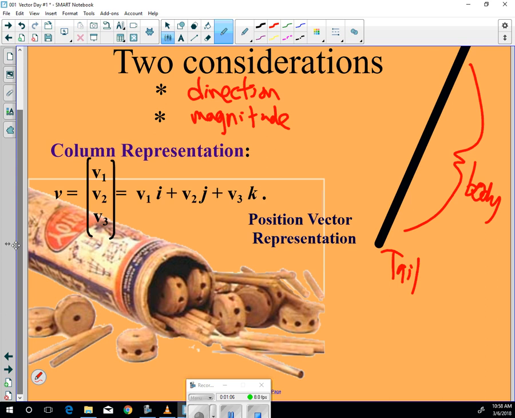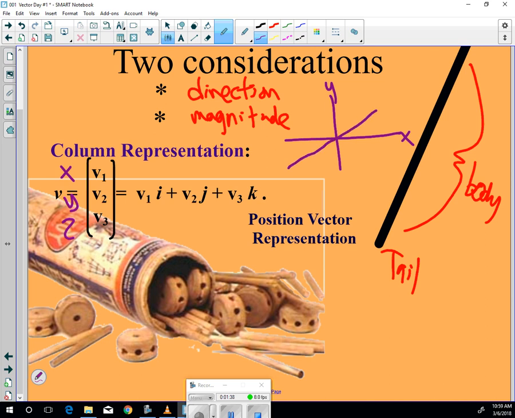Column representation and position vector representation, these are biggies. We're not going to spend much time drawing vectors and showing you the sum and difference by drawing. I go right to the representation. These are the coefficients of the x, y, and z directions. If you look at a Cartesian graph, here's your x, y, and then this is your z going into the board in 3D. And of course, there are other dimensions too, but we won't draw those in our two-dimensional smartboard.